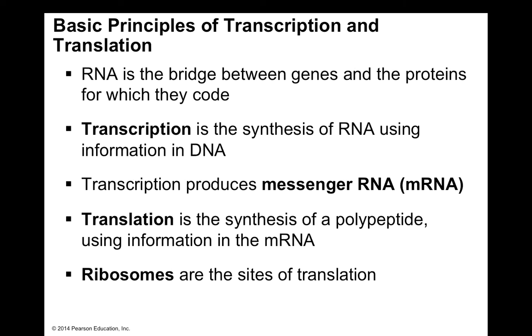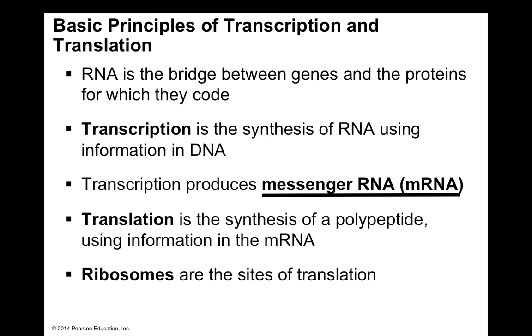As scientists were working out the relationship between genes and proteins, you can read about Beadle and Tatum's one gene, one polypeptide hypothesis in your book. One issue came up. If DNA cannot leave the nucleus and proteins are made on ribosomes out in the cytoplasm, then how does the information get from one place to the other? The answer was RNA. RNA, specifically messenger RNA, is the go-between between the DNA and the proteins.